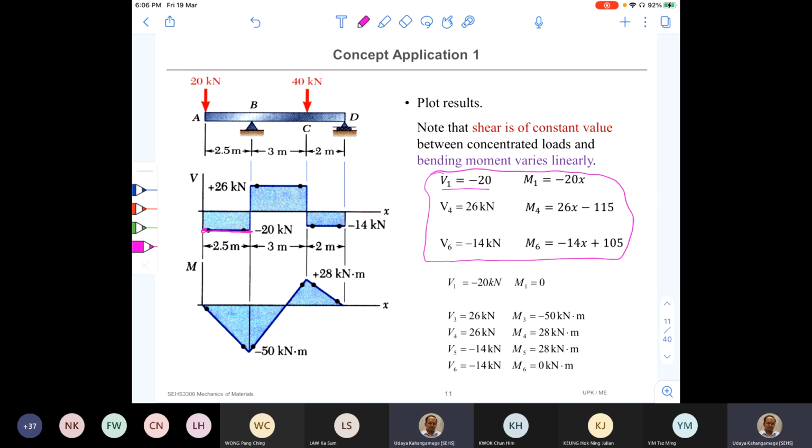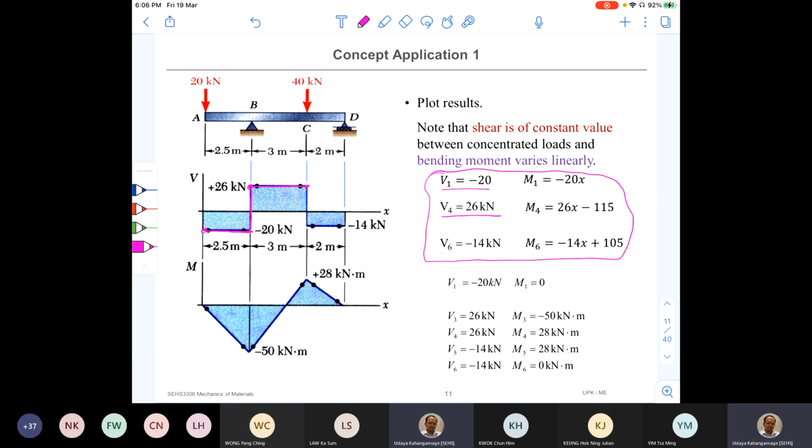And from B to C, this is the function. At point B, suddenly it becomes 26. And up to C, 26. So this is the diagram. So there's a sudden jump like this.